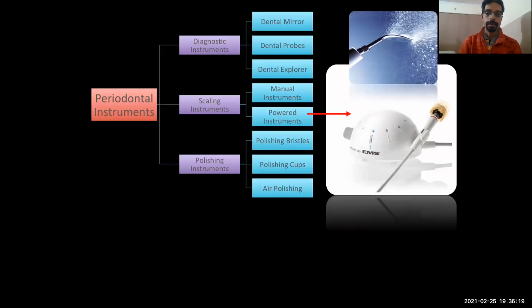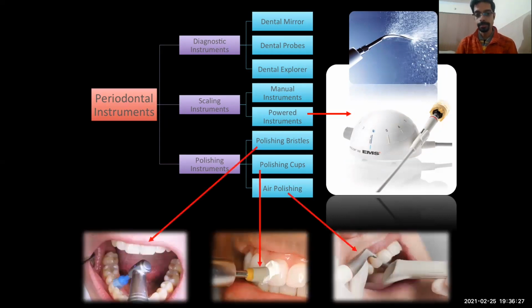Now coming on to the powered instruments, they are basically the piezoelectric scalers, which we very commonly use in our dental practice. Then the polishing bristles, cups, and air polishing systems. These are the photographs of these important instruments of periodontology.